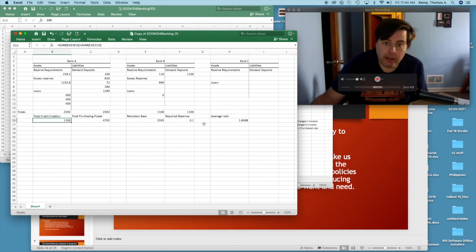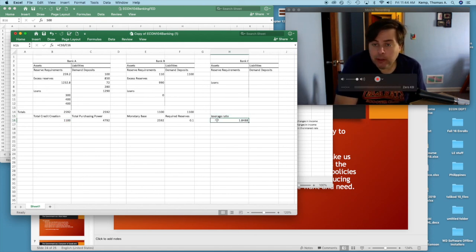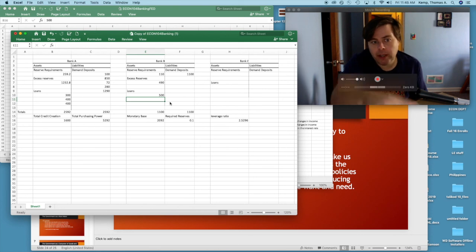All right, finally then I've got this box over here in the H column, leverage ratio. So this is just essentially how much purchasing power the financial system has created from the monetary base. So we think about the ratio of this to this, right? I'll do that again. This to this. Okay, right now it's 1.84. If this bank starts making some loans, like let's say $500, you notice that leveraging's going up because we've just raised purchasing power.